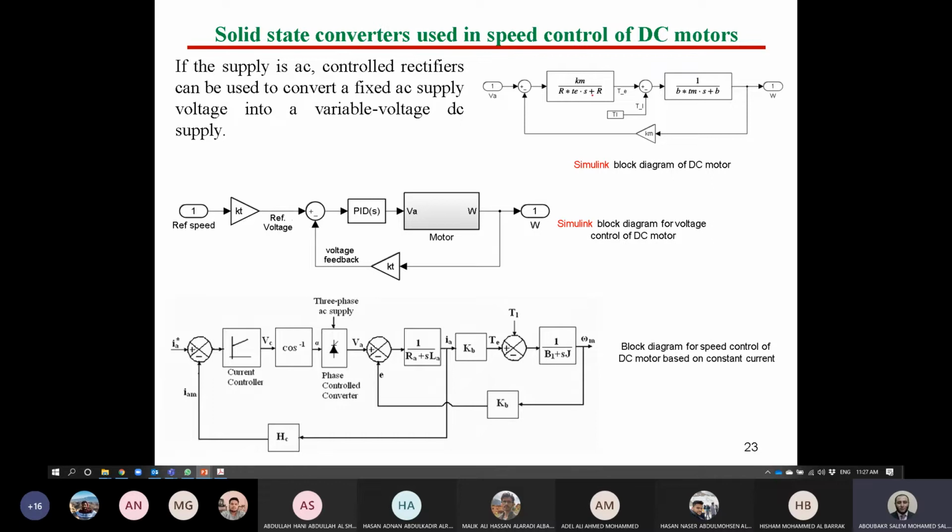It's a function of electrical motor parameters and mechanical motor parameters, where B is the friction coefficient, Tm is the mechanical time constant, R is the motor armature resistance, and Te is the electrical time constant. So these are the motor electrical and mechanical parameters. This is the load torque, this is the supply voltage. So this is our motor model.